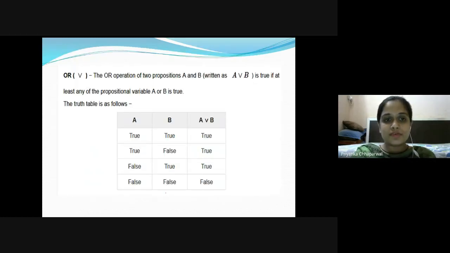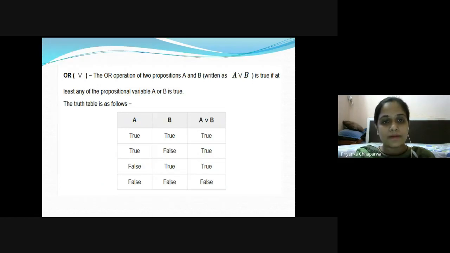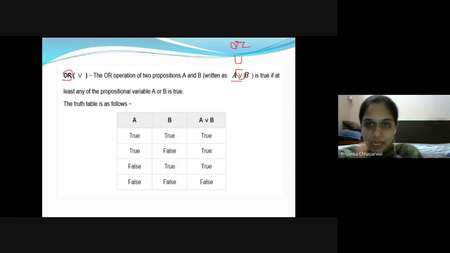So first we have to understand this operator. It is known as disjunction. It is also known as the or operator. The or operator of two propositions A and B is written as A or B. This sign is the union sign. What does union mean? Union is for or: if two sentences are connected by or, then we use union.